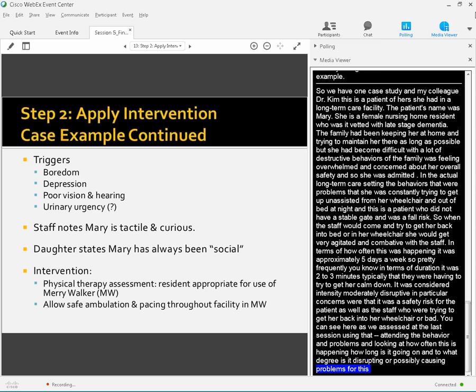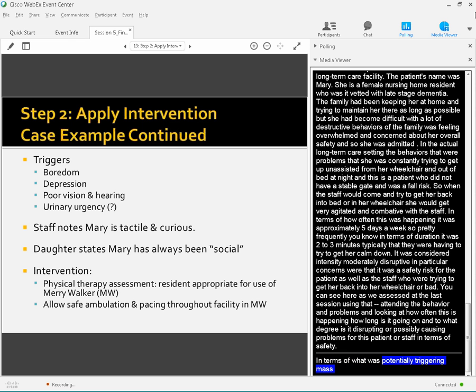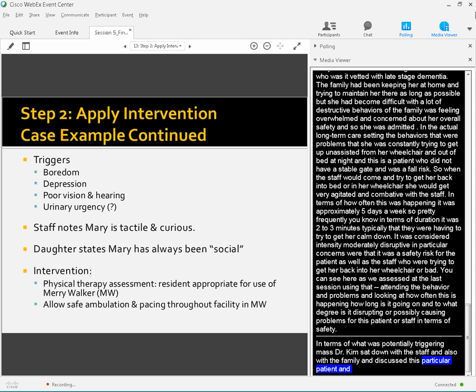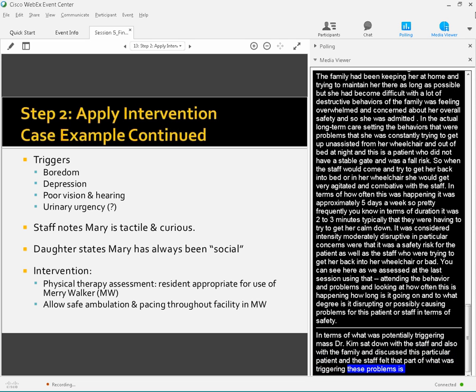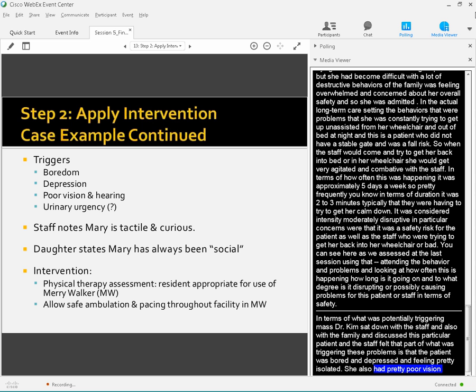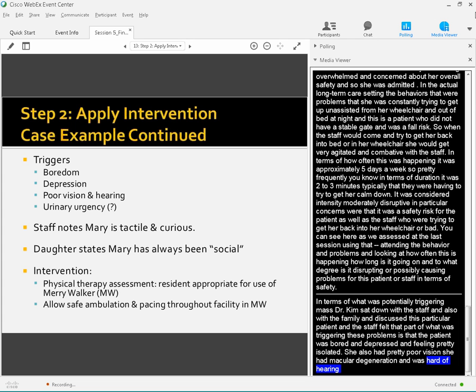In terms of what was potentially triggering this, Dr. Kim sat down with the staff and also with the family and discussed this particular patient, and the staff felt that part of what was triggering these problems is that the patient was bored and depressed and feeling pretty isolated. She also, from a physiologic perspective, had pretty poor vision. She had macular degeneration and was hard of hearing. There was also a question as to whether or not part of this might be triggered with her having some urinary urgency, and that because of her dementia, she just wasn't able to express the actual cause of her agitation and trying to get out of bed.